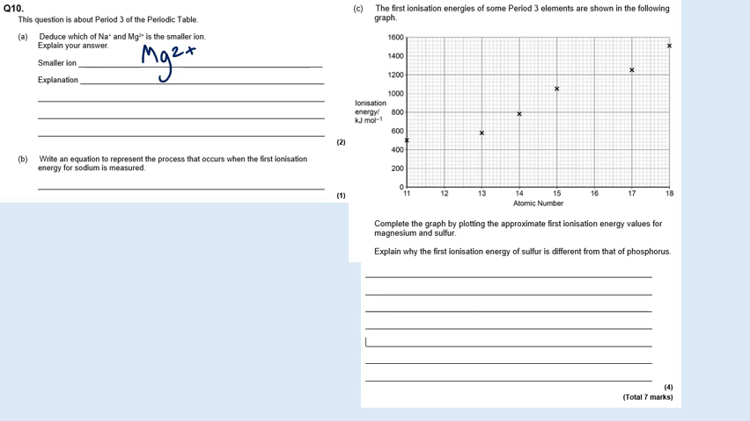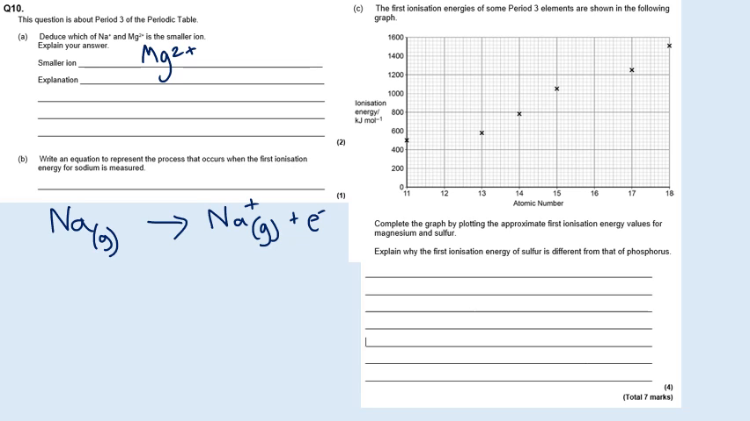Write an equation to represent the process that occurs when the first ionization energy of sodium is measured. First ionization energy is going from gaseous, state symbols are essential here, to gaseous 1+ ions. That is the only accepted answer. There is nothing else that's accepted there.